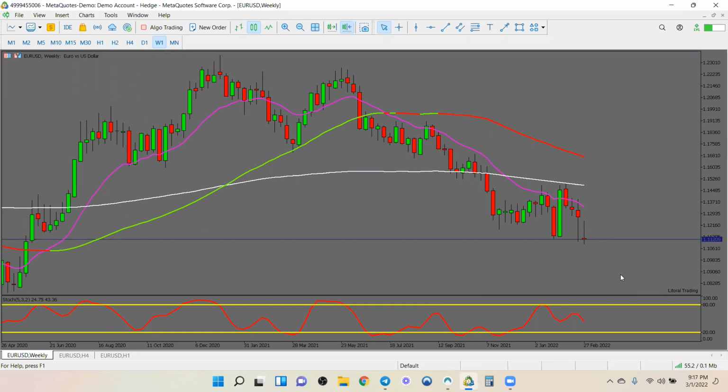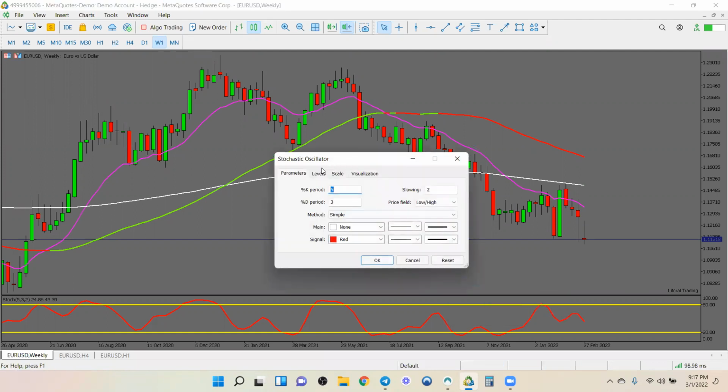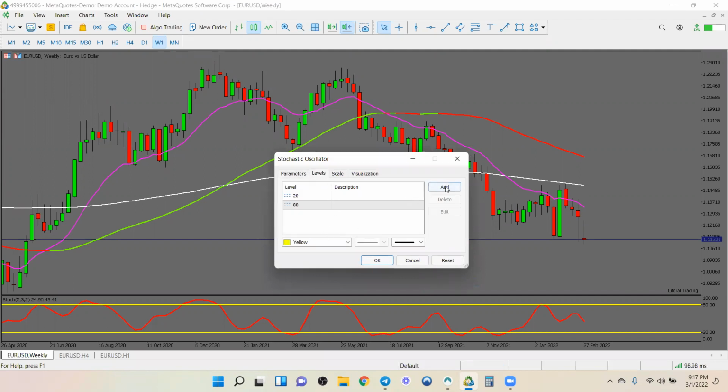Notice the D. The D is going to be slower than the K, so your peaks and your valleys are going to be rounded. It's going to have a more rounded curve or rounded edges than your K. We also need to add a 45, 55 level. Adrian, go to your levels and click on add, and add the 45, click, and then add the 55. Very good. And click OK.